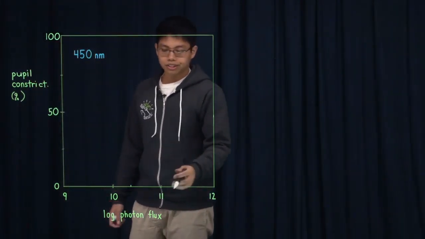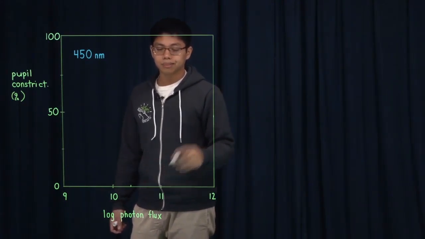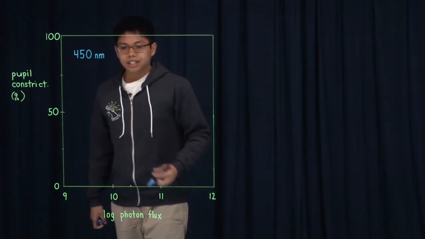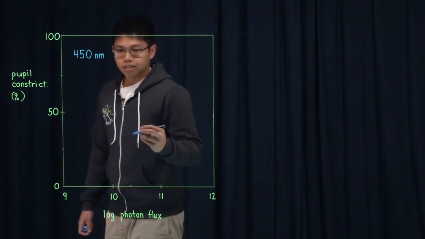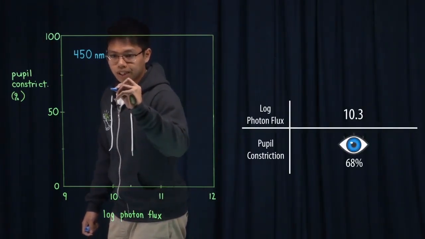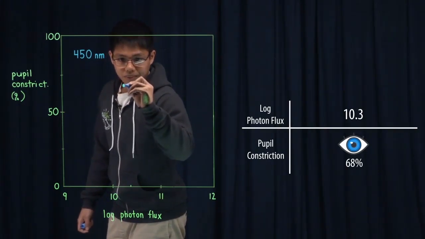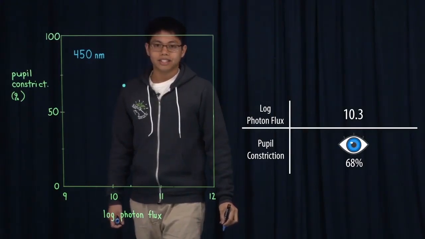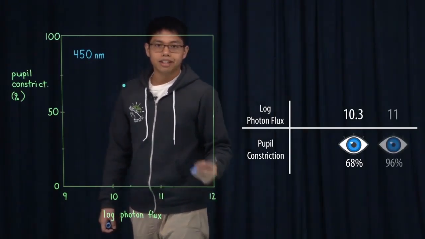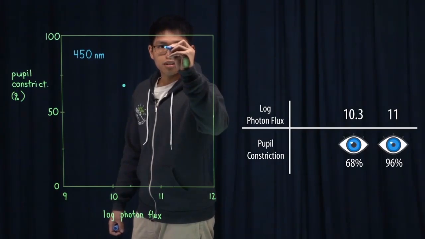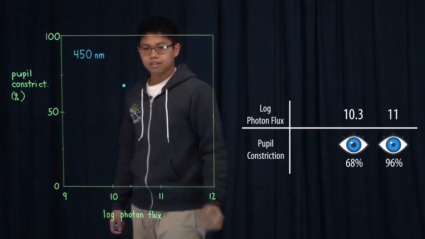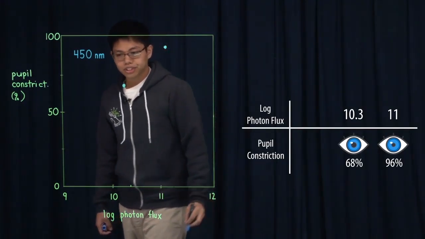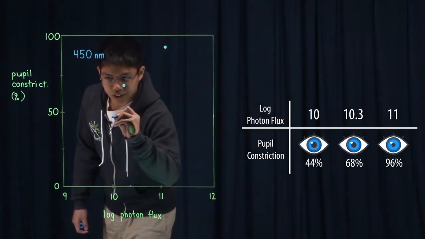We use the log of the photon flux in the x-axis to give us a smooth curve when the data is plotted. So let's go to our first example, which had a light intensity of 10.3 log photon flux, which gave us a pupil constriction of 68%. That would be around right here. Our second example was at a higher light intensity and gave us a pupil constriction of 96%, which is right here. Our third example was of a lower light intensity, gave us a pupil constriction of 44%, which is right here.